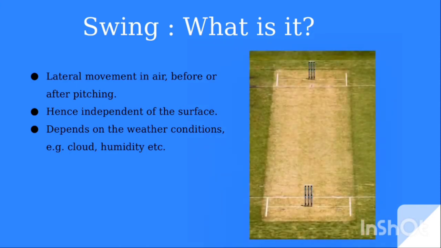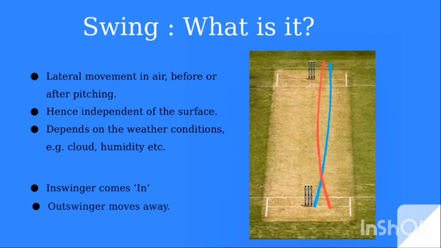Let's take a cricket pitch, for example. Say the bowler is coming from the far end, the in swinger comes in towards the stumps and the out swinger goes away from the stumps. That's it. Now let's see what makes the ball to move in such a way.